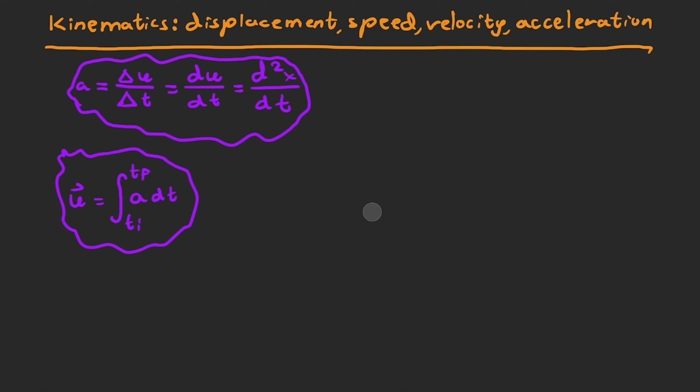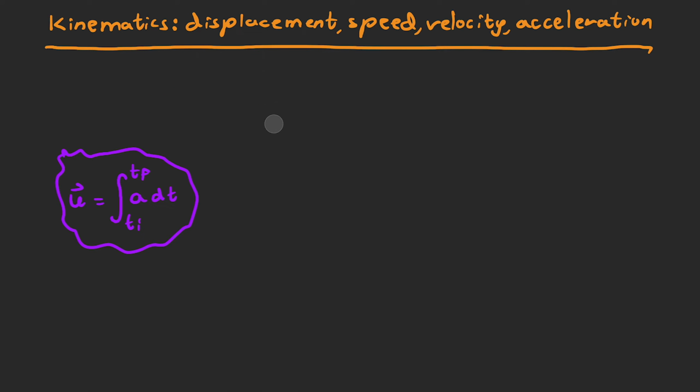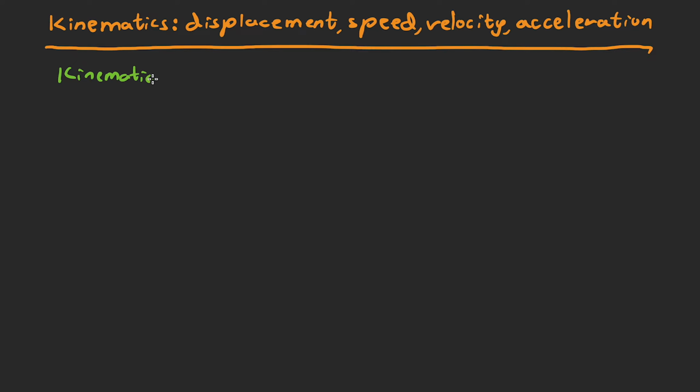Now, we're done with defining the terms. But before we get onto the calculations, there are also other things we need to understand. We need to understand a set of equations. These are called kinematic equations for constant acceleration.